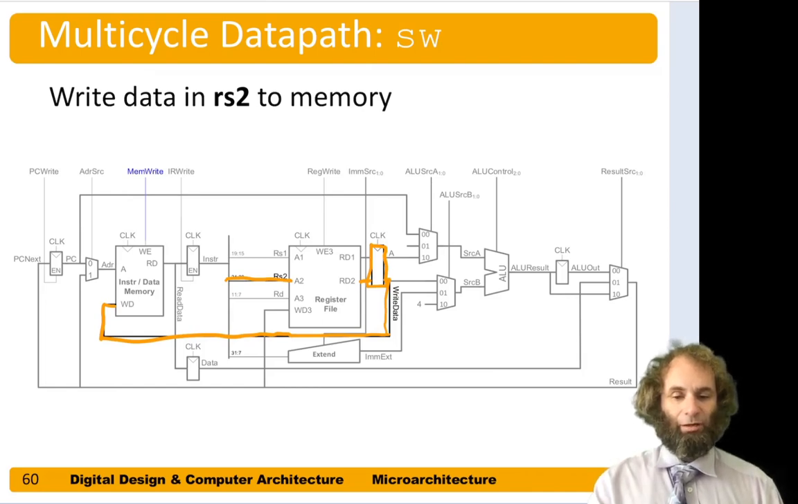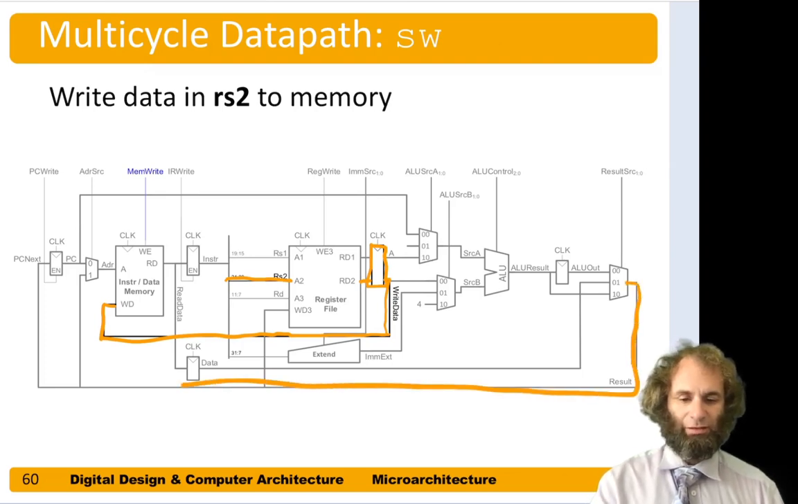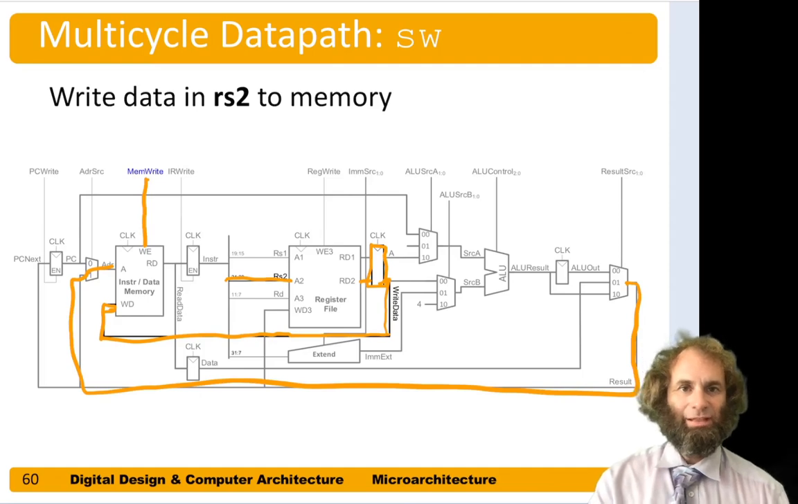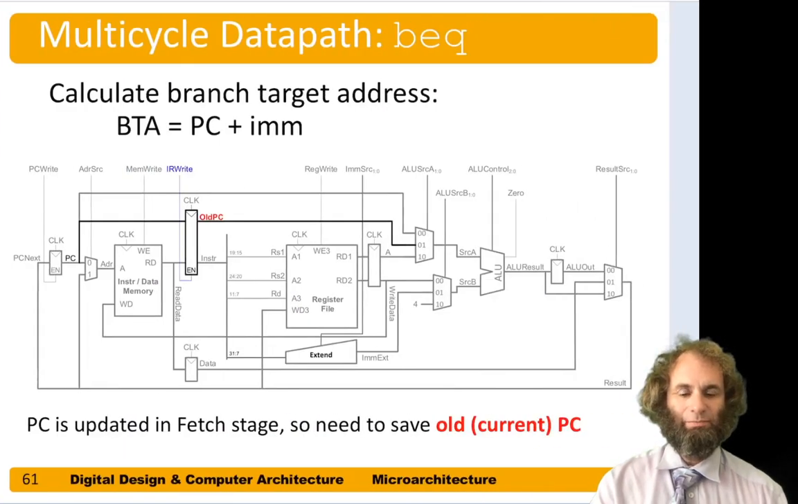Meanwhile, we are calculating the address to write to on the third step. And on the fourth step, we could take the address, come around here like in a load, the data from the register file, and assert the memWrite control signal to write the data into memory. So that's all we needed for store word.